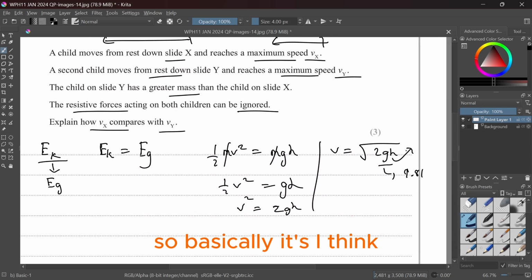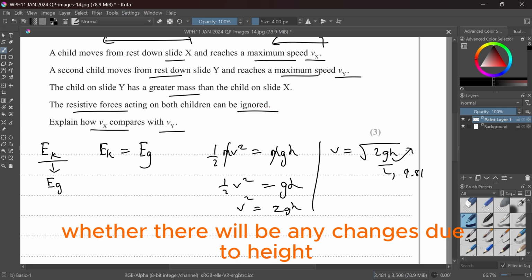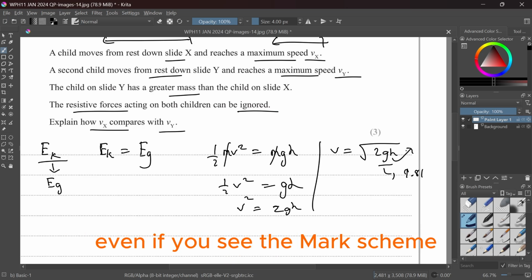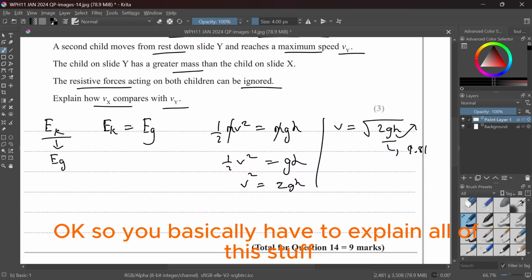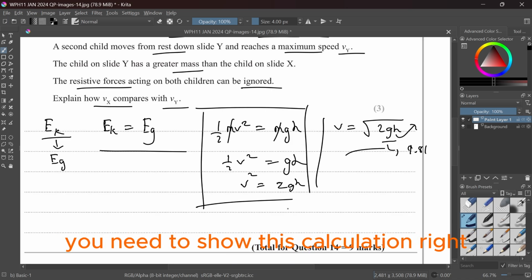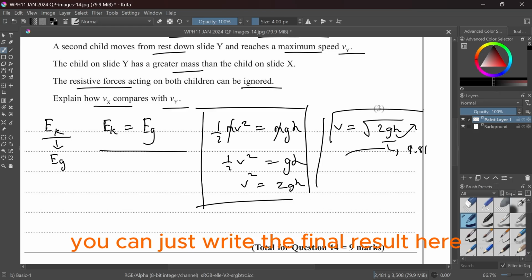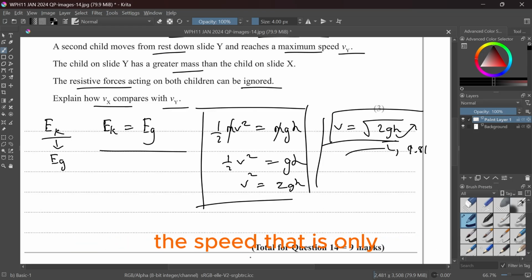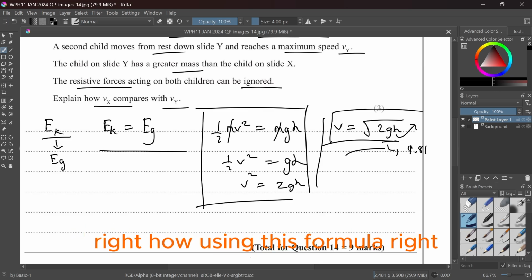So basically, they did not ask us to explain whether there will be any changes due to height, even if you see the mark scheme. But I'm just explaining what is actually happening here. Okay. So you basically have to explain all of this. This calculation is important, right? You need to show this calculation, if you can. Otherwise, you can just write the final result here and explain about speed. The only thing that affects the speed is the height, right? How? Using this formula, right?